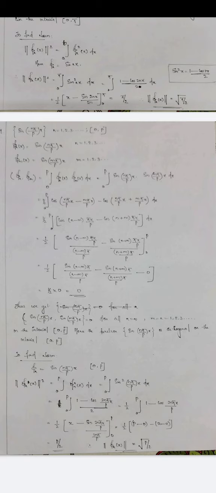Putting 1/2 outside, we get half times the integral from 0 to p of 1 minus cos(2nπx/p). Now integrating, we get half times [x minus sin(2nπx/p) divided by 2nπ/p]. Substituting from 0 to p, we get half times (p minus 0 minus 0 minus 0). Hence the answer is p by 2. The norm of φn(x) squared is p by 2. Hence the norm of φn(x) is the square root of p by 2.